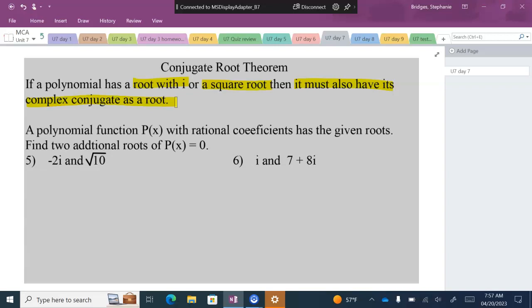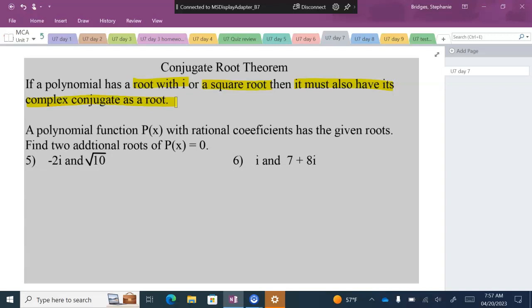Okay, you don't have to write that second sentence where it says a polynomial function p of x with rational coefficients has the given roots. We're finding 2 additional roots is what we're doing. Your directions will say find additional roots. For number 5, it's telling me that I have 2 solutions. I have negative 2i and I have a positive square root of 10.